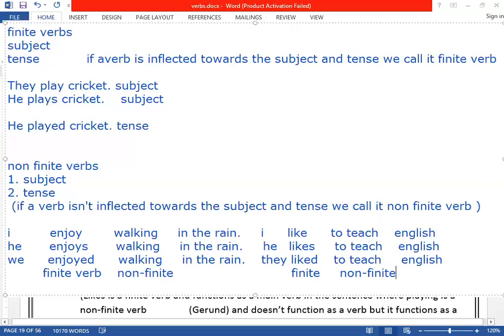There are three types of non-finite verbs, and you need to keep them in your mind. Number one, gerund. Clear? Second one, infinitive. And the third one, participles. These are the three types of non-finite verbs.